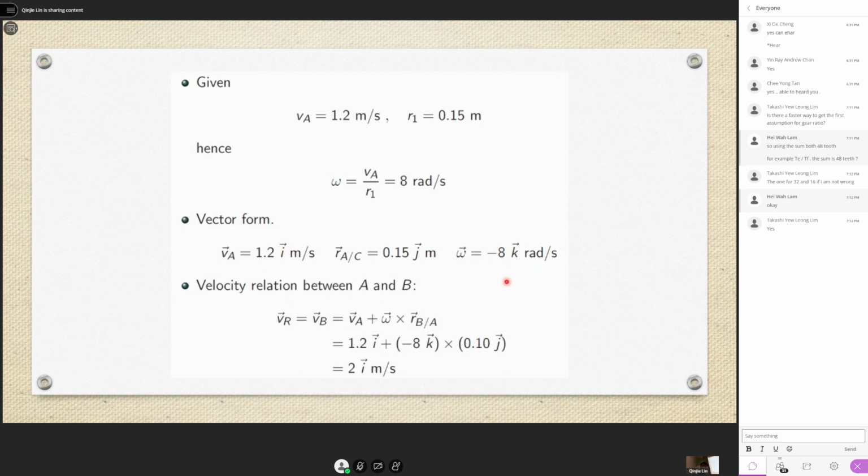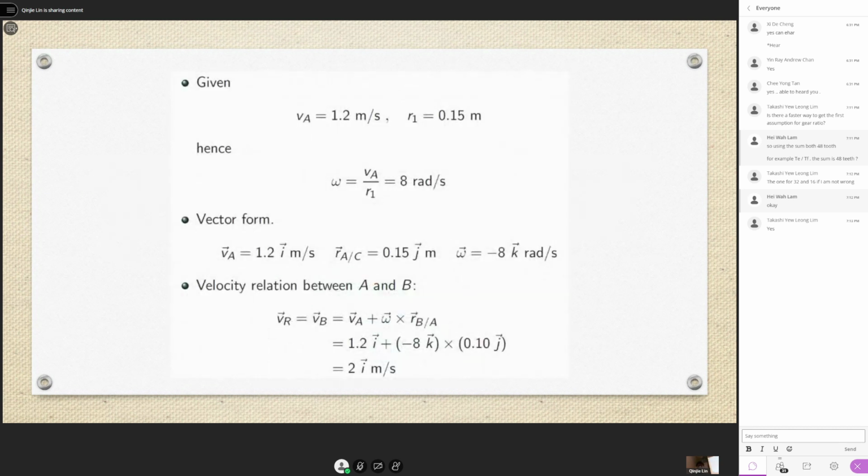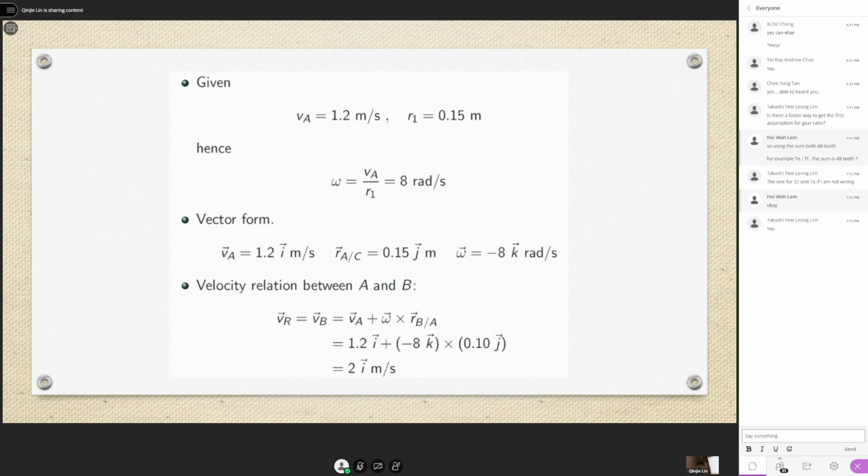Yeah, so we have this value. Velocity relation between A and B, because they ask us to find the velocity of the upper rack R, which is this rack. That is actually the velocity of B. Can you see? VR equals VB because the rack is connected to this point B at that moment. So they must have the same velocity. So you just go and find VB. And from the equation, VB equals VA plus omega cross RBA. This is the velocity equation.